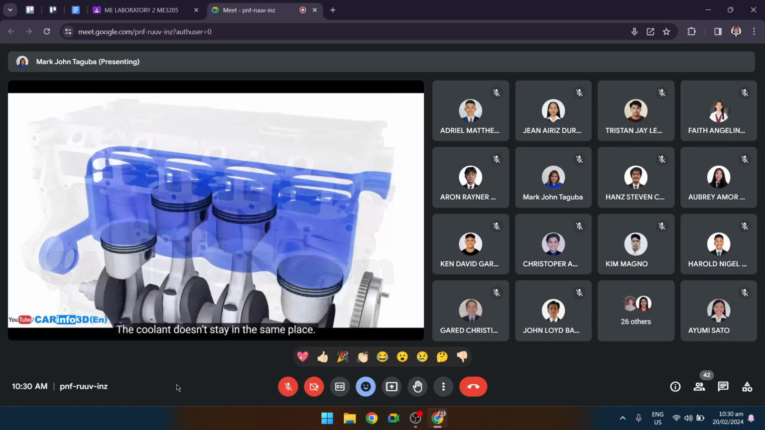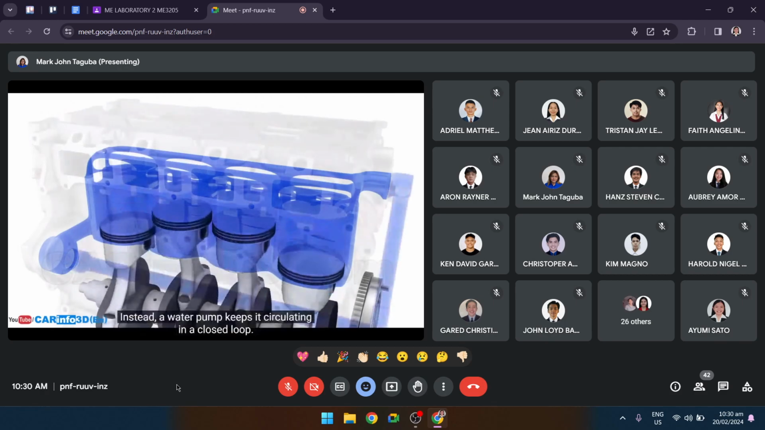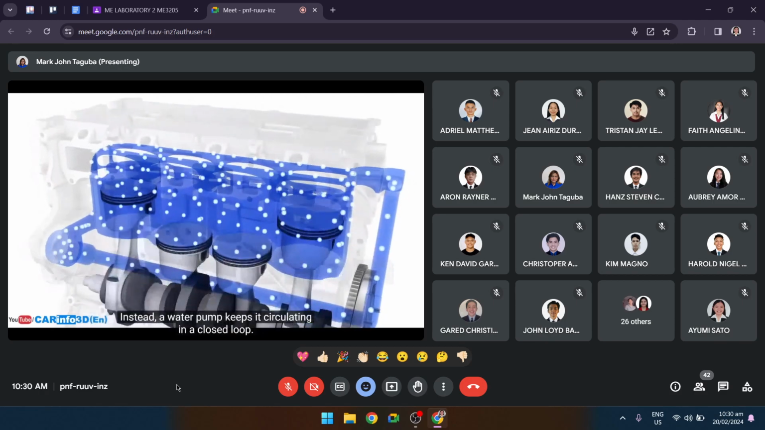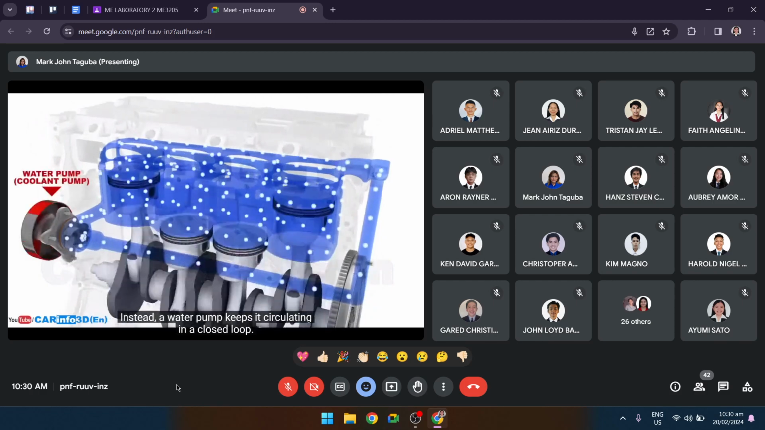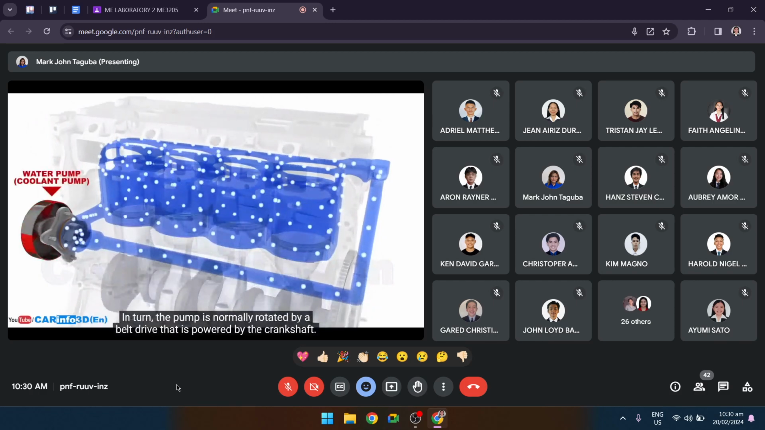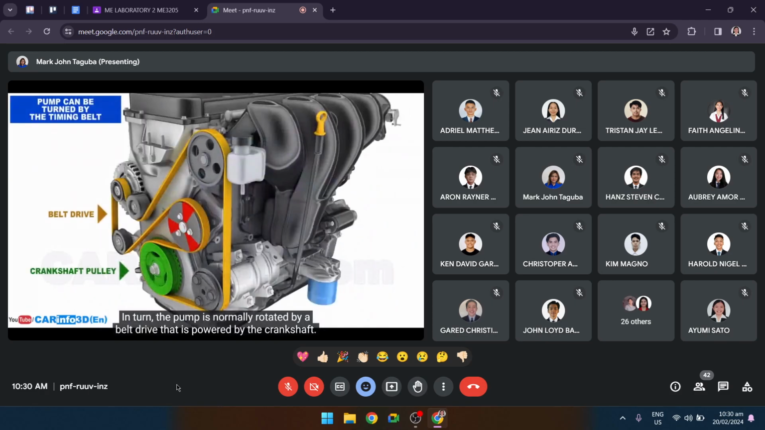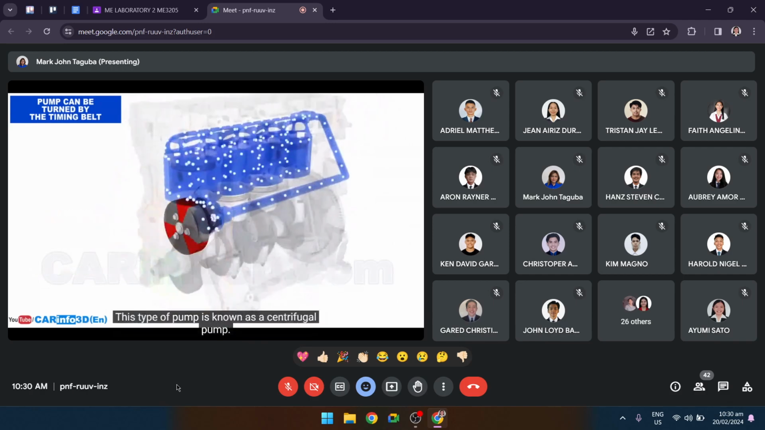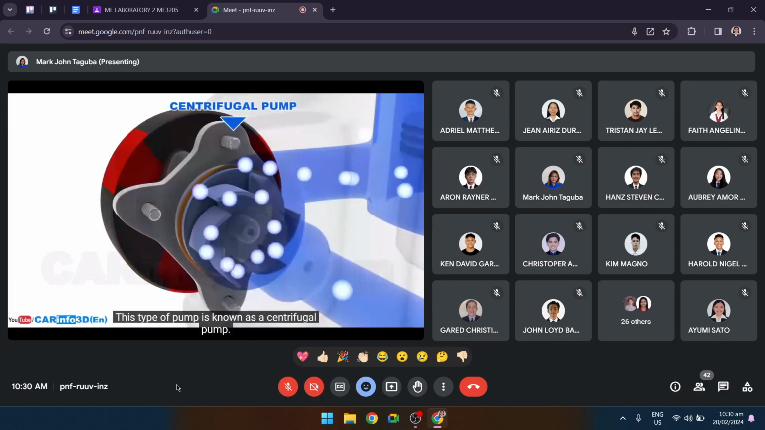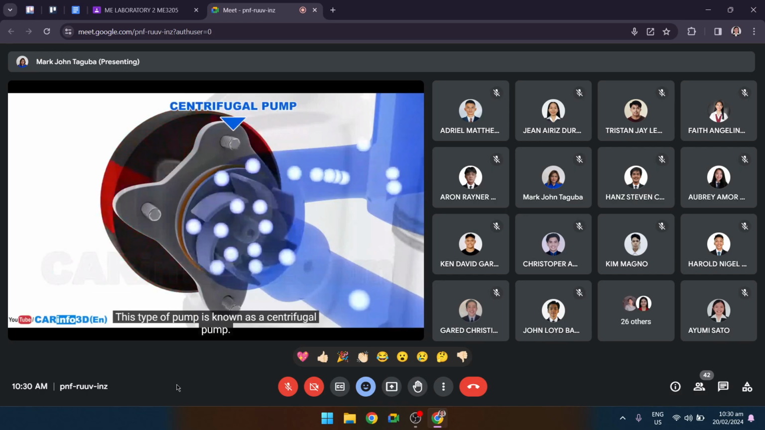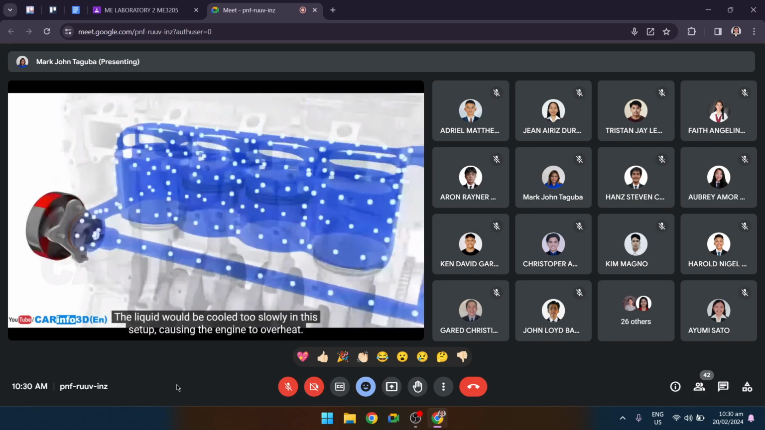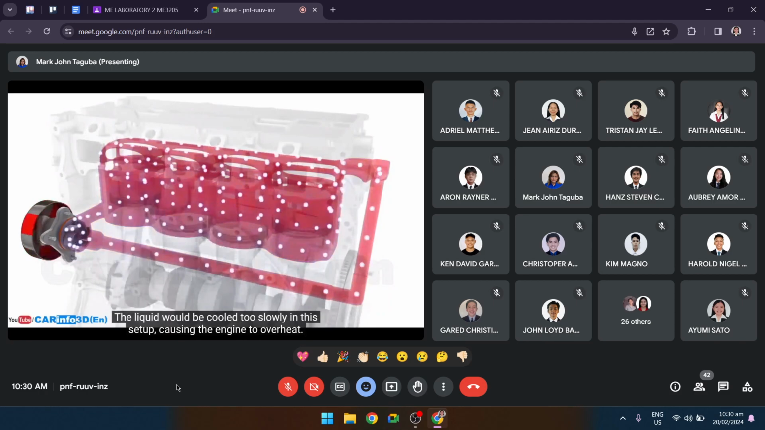The coolant doesn't stay in the same place. Instead, a water pump keeps it circulating in a closed loop. In turn, the pump is normally rotated by a belt drive that is powered by the crankshaft. This type of pump is known as a centrifugal pump. The liquid would be cooled too slowly in this setup, causing the engine to overheat.